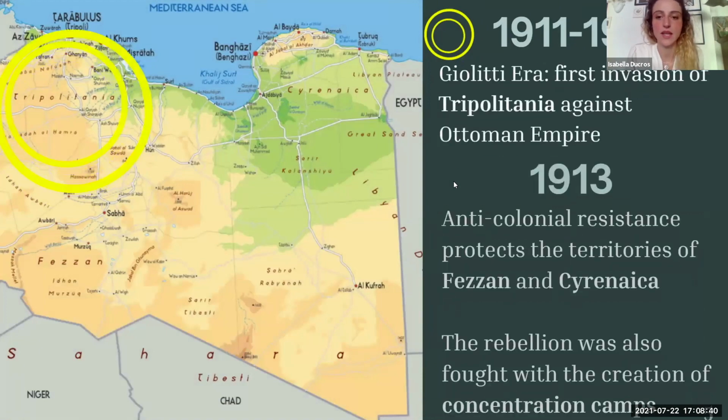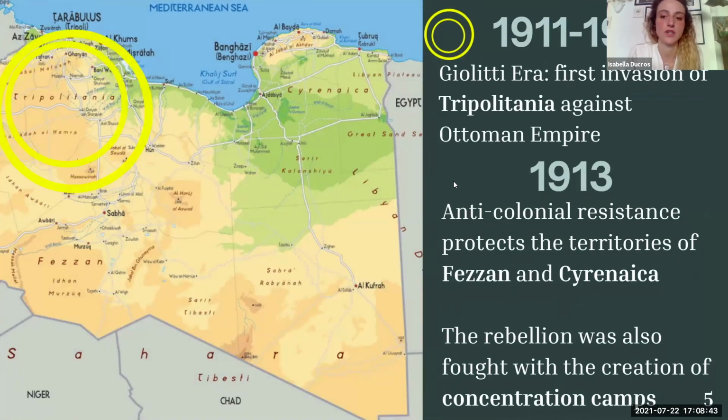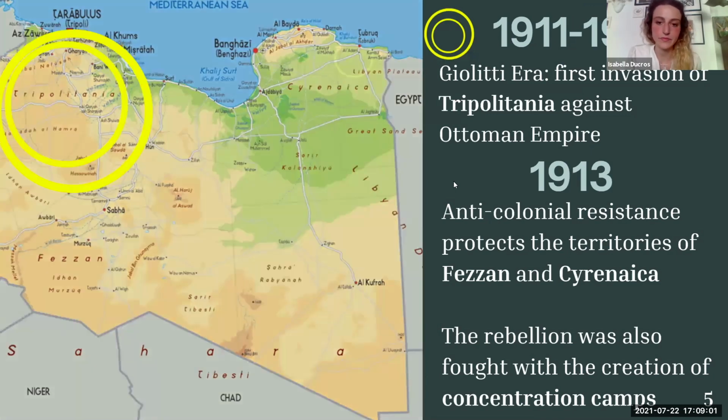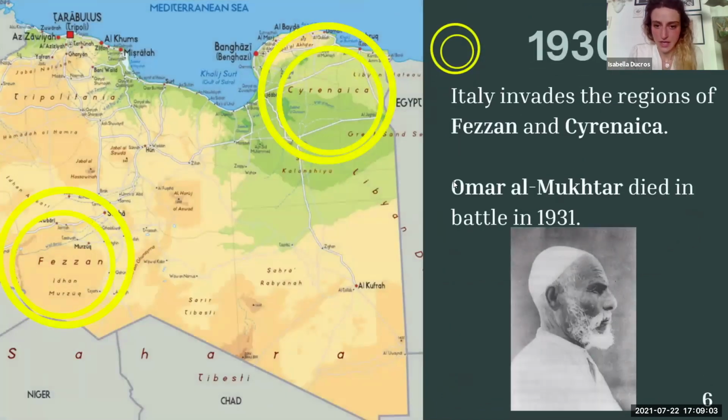Between 1911 and 1912, Italy launched the first invasion of Tripolitania against the Ottoman Empire, which at the time occupied Libya. In 1913, the advance was stopped by anti-colonial resistance. It must be remembered that the rebellion was also fought with the creation and use of concentration camps. In 1930, Italy invaded the region of Fezzan and Cyrenaica. A heroic figure of the resistance emerges, the Sinusite guerrilla leader Omar al-Mukhtar, who died in battle in 1931.